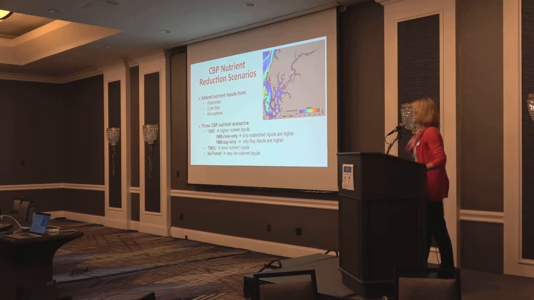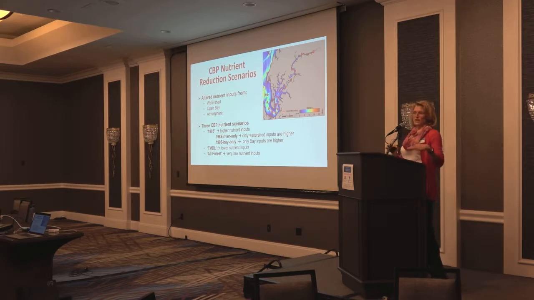And then finally, we have 2 additional experiments here. One I'm calling 1985 river only and 1985 bay only. In these 2 experiments, basically we have the TMDL case, and we're switching the watershed back to the condition in 1985 in one case, and we're switching the open bay back to 1985 in the other case. So to look at basically the relative impacts of improving the watershed versus improving the open bay.